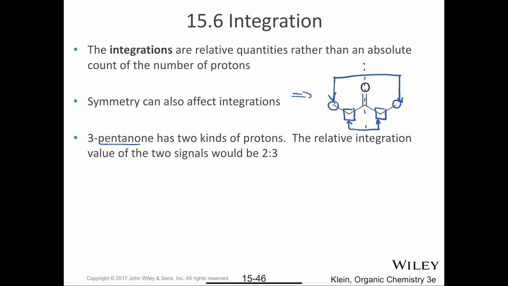Therefore, the relative integrations don't represent 2 protons and 3 protons. They would represent 4 protons and 6 protons. And how did I get that? I had to multiply by 2.